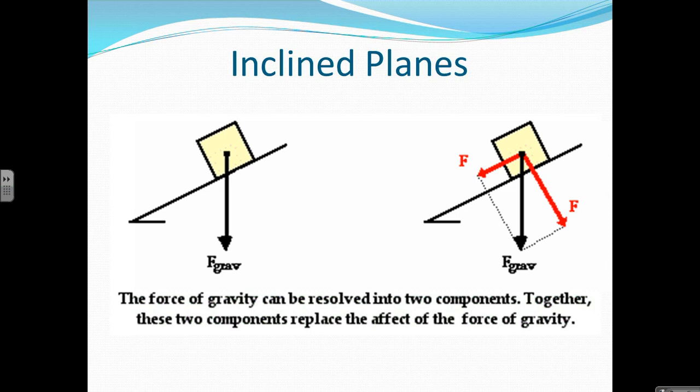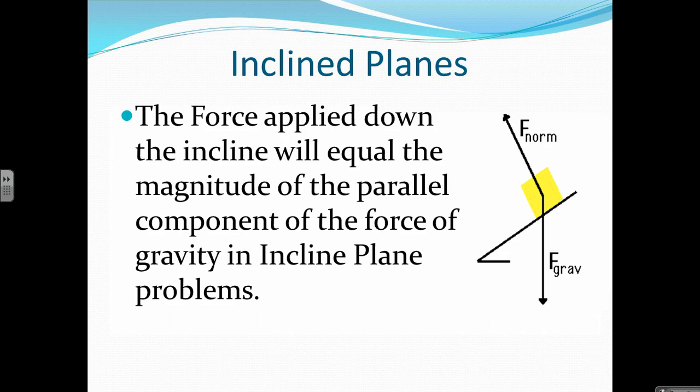So here I've shown the force of gravity acting on an object on the incline. There's one force that's pushing into the hill. That would be the force perpendicular to the surface, and there's one force parallel to the hill. This would be the force parallel to the surface. The force applied down the incline from gravity will always equal the parallel component of the force of gravity in inclined plane problems. Now remember, the sine is what makes you slide down the incline, so it's always going to be the sine function for this.